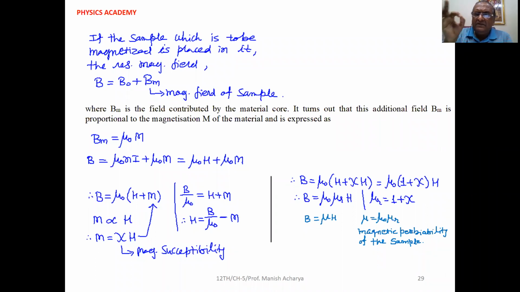Initially, when the sample was not placed inside the solenoid, the magnetic field inside the solenoid was mu 0 into H. But now, when the sample is placed inside the solenoid and its magnetization takes place, the resultant magnetic field becomes mu 0 mu r H. It implies that the resultant magnetic field becomes mu r times more than the initial one. Clear to all of you?